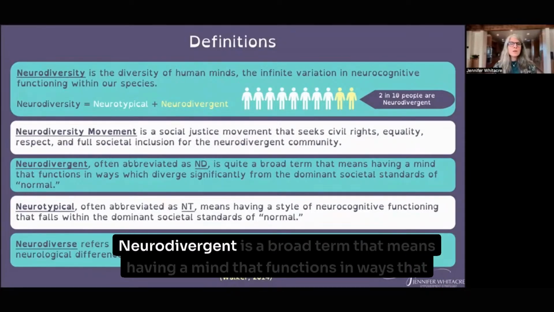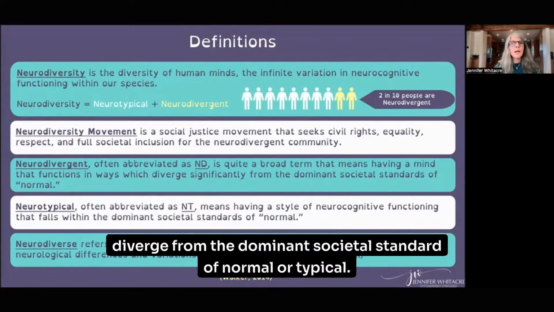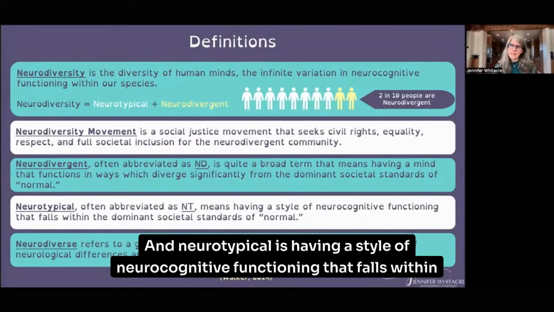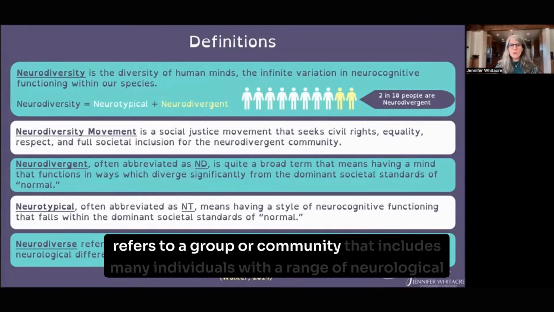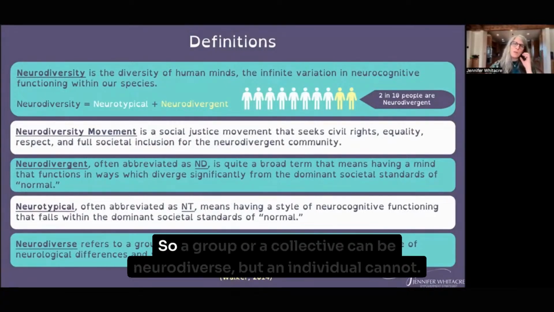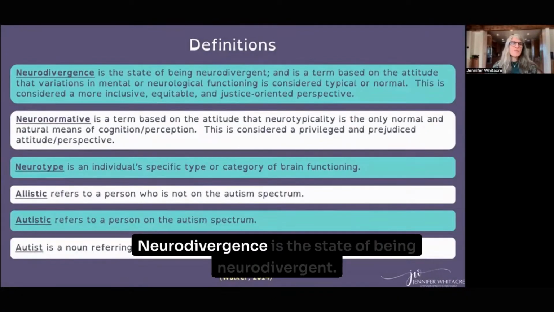Neurodivergent is a broad term that means having a mind that functions in ways that diverge from the dominant societal standard of normal or typical. And neurotypical is having a style of neurocognitive functioning that falls within that dominant societal standard. Neurodiverse refers to a group or community that includes many individuals with a range of neurological differences and variations. So a group or a collective can be neurodiverse, but an individual cannot. Neurodivergence is the state of being neurodivergent.